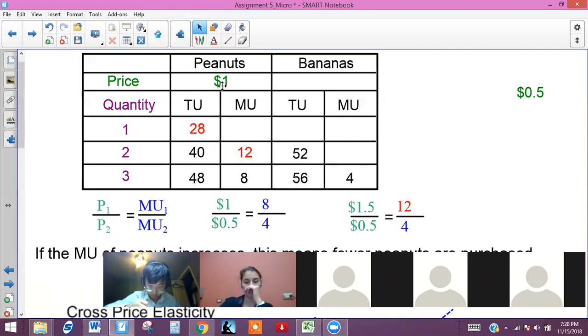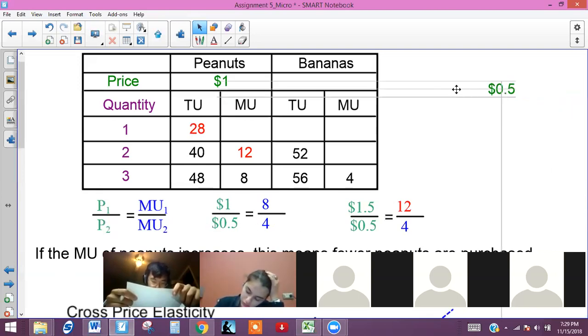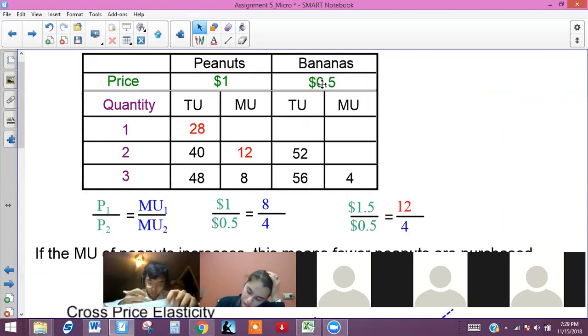And the problem told me that the price of peanuts was $1. In order to make this ratio work, in order to have an equality, which is where Sasha maximizes her utility, I know that bananas have to be half the price of peanuts, since 4 is half of 8. So bananas have to cost 50 cents. Okay? Pretty easy, right?